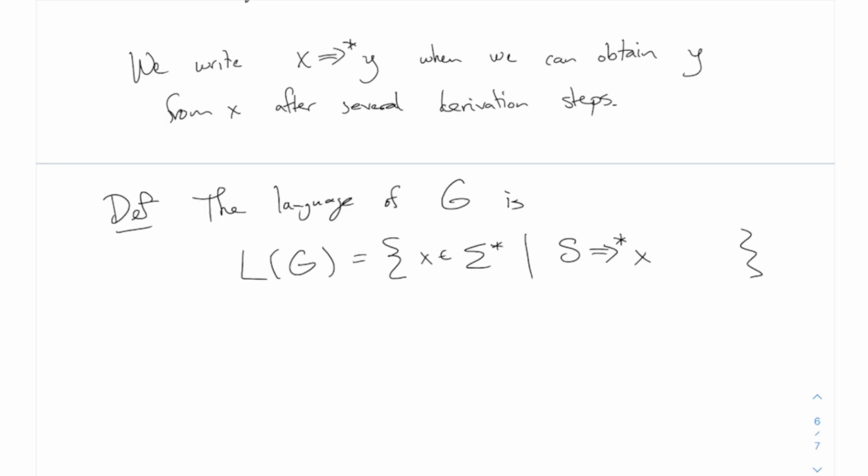So this means, all strings X such that we can start with S and derive X, right? So this is all of the possible strings which are derivable starting from S. That's exactly what we want, right? It's a very simple looking way of writing the language of the grammar. All right.